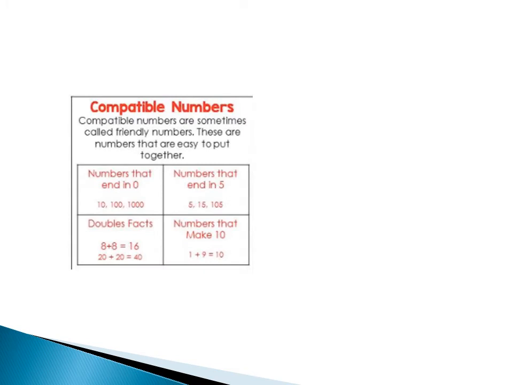What are compatible numbers? Compatible numbers are sometimes called friendly numbers. These are numbers that are easy to put together. Numbers that end in 0, 10, 20, 30, 40, 50, 100, 1000. Numbers that end in 5: 5, 15, 25, 35, 65, 105. Doubles facts: 8 plus 8 equals 16, 2 plus 2 equals 4, 7 plus 7 equals 14, 20 plus 20 equals 40. Numbers that make 10: 1 plus 9 equals 10, 2 plus 8 equals 10, 6 plus 4 equals 10.